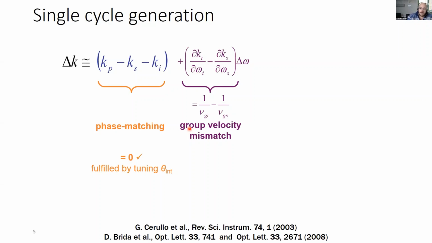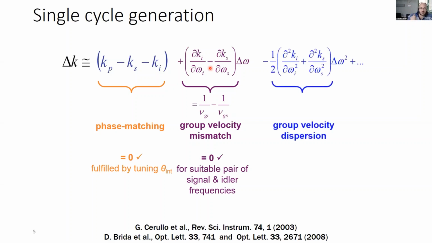That is proportional to the group velocity mismatch. So if we achieve a condition in which we have group velocity matching during the generation of even far infrared radiation, we are going to have an intrinsically broadband condition. And then we can expand to higher orders. If we also match the dispersion, the bandwidth is going to be even higher. I can anticipate that matching the group velocity dispersion is practically impossible in the mid-infrared frequency range, while group velocity matching can actually occur.